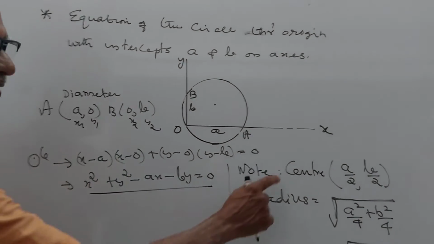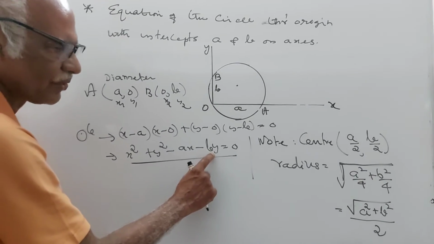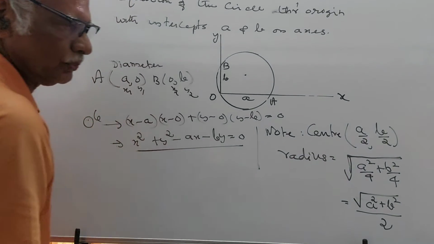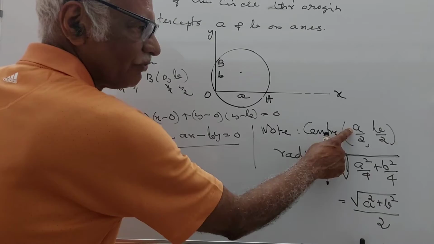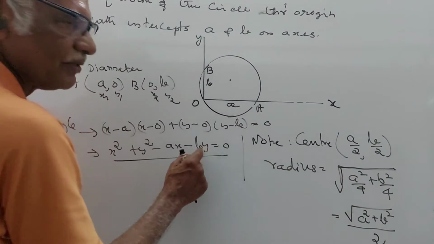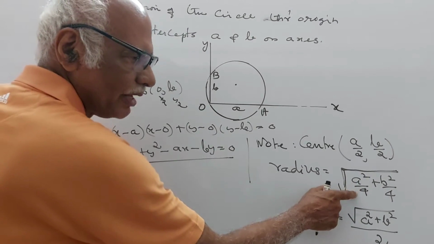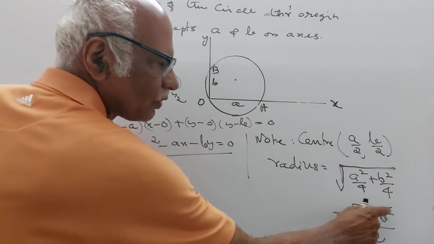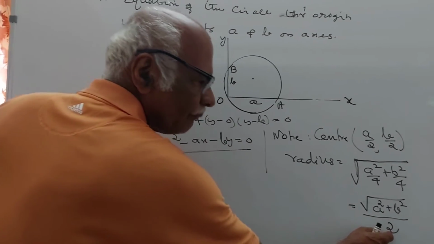So we see the center is half the coefficient of x with the sign changed, half the coefficient of y with the sign changed. So it is (a by 2, b by 2). Now the radius is the root of the square of a by 2, a squared by 4, plus the square of b by 2, b squared by 4, minus the constant. There is no constant here, so it is simply the root of a squared by 4 plus b squared by 4. So it is root of a squared plus b squared, the whole divided by 2. Get it?